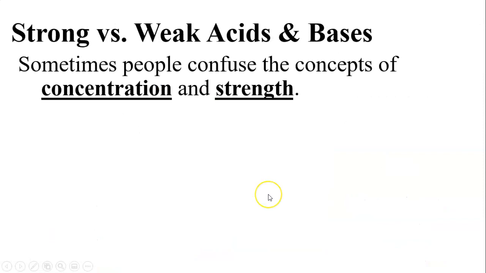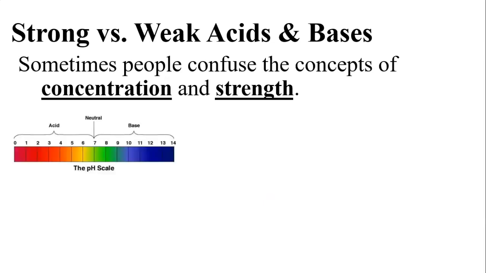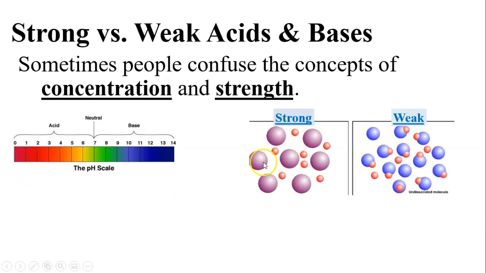Okay. Sometimes people confuse the concepts of concentration and strength. So when we're talking about concentration, we're talking about safe or dangerous. Is that a lemon and you're fine? Or is that hydrochloric acid and you're about to die? So concentration, that's when we're saying right here, it's not a very concentrated acid, so the pH is 5. Or it's a very concentrated acid and it's dangerous. When we're talking about strength, we're just saying, does it completely come apart or does it only a little bit come apart, okay?